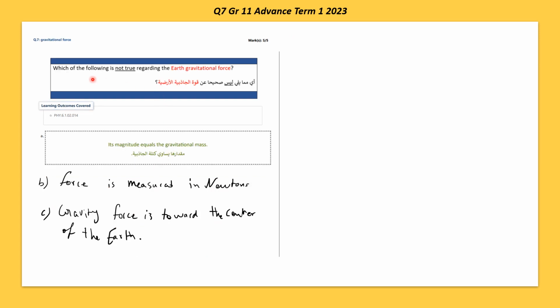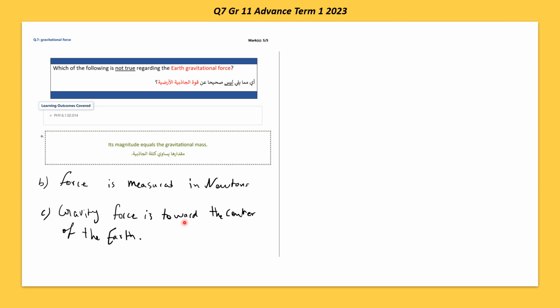So we continue. Which of the following is not true regarding the Earth's gravitational force? So we have four options here. I have only one in view, but I still remember some of the options. Of course, force is measured in newtons. Yes, that's true. But here they are asking for not true. So all statements are correct except one. Option B is correct. Let's go to option C.